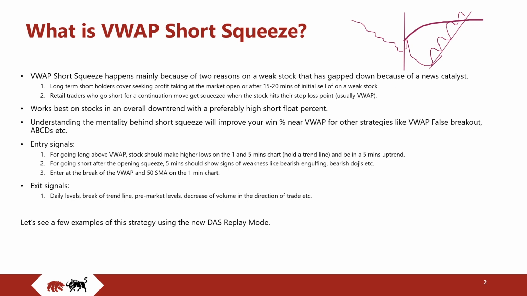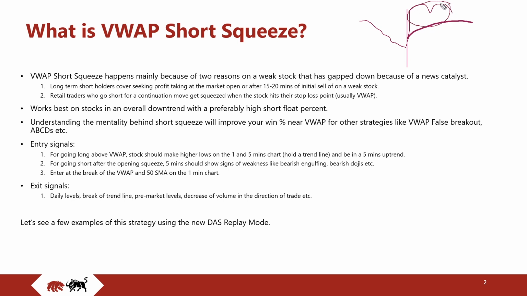Now let's look at the second case. For going short after the opening squeeze, the 5 minute chart should show signs of weakness like bearish engulfing, bearish dojis, etc. What I mean by this is that, for example, this is the 9:30 a.m. line, and this is the VWAP. The stock was initially selling off before the 9:30 a.m. market open, but at 9:30 a.m. it squeezes above VWAP.